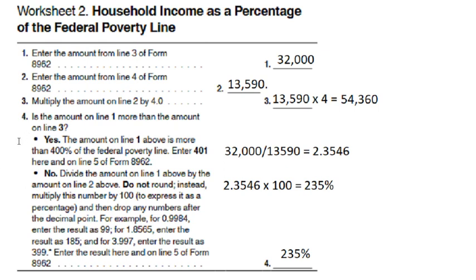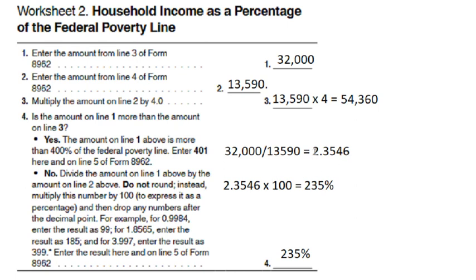And then line 4, is line 1 more than line 3? Line 1 is 32,000. Line 3 is 54,360. So obviously it is no. And so if it's no, then we need to divide line 1 by line 2. So 32,000 divided by 13,590 is 2.3546.